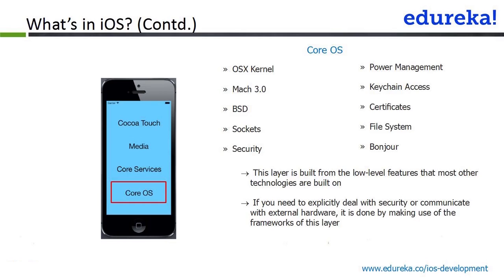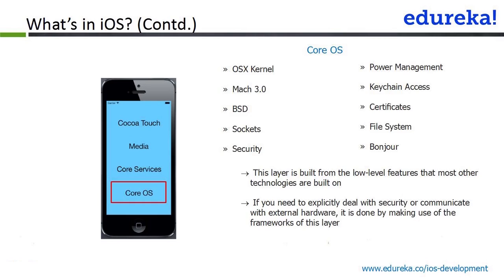And BSD are basically Berkeley sockets. They're used for inter-process communication and security, power management. So core OS takes care of all these. Power management, keychain access. Keychain access is, if you have used your Mac, the password management system used by your Mac and generally the OS operating system. Basically, it syncs passwords across devices. It stores passwords and certain other information on the cloud, so you can access them across devices.